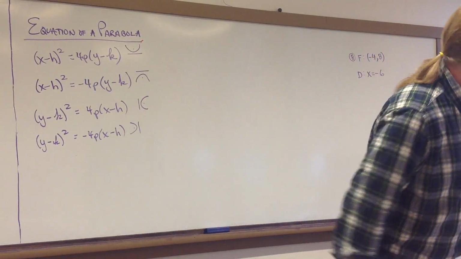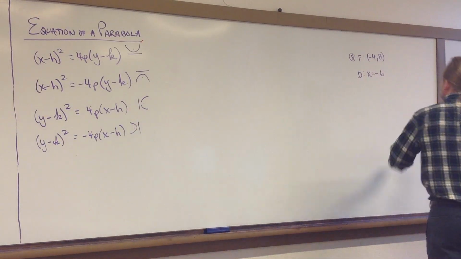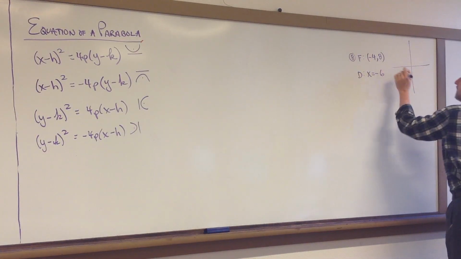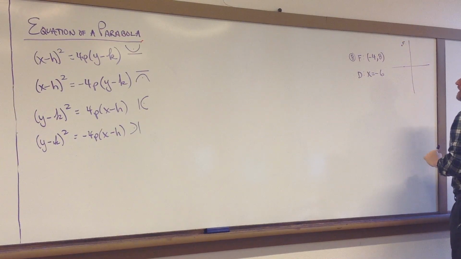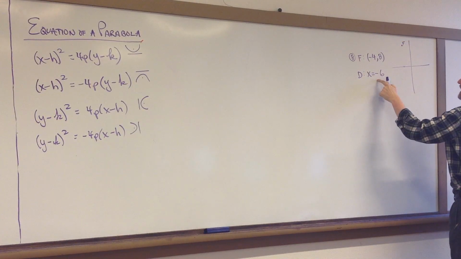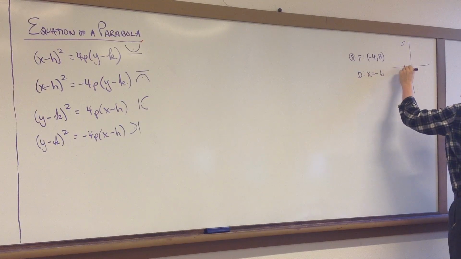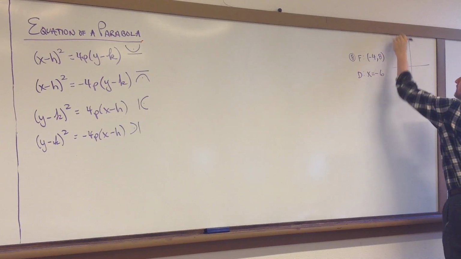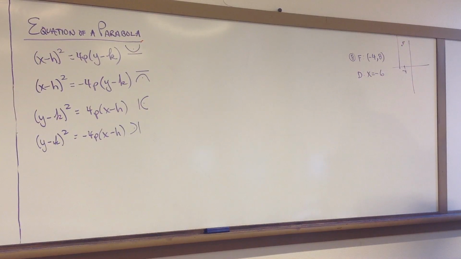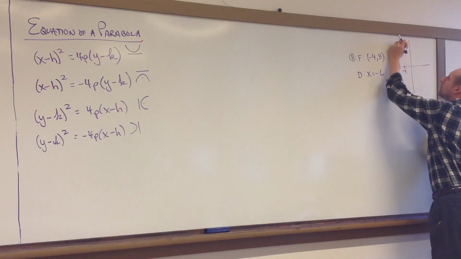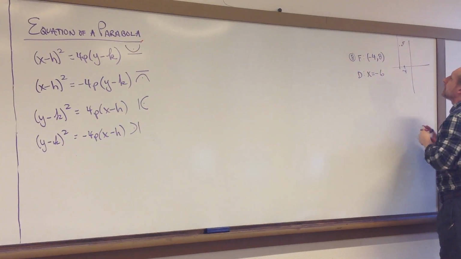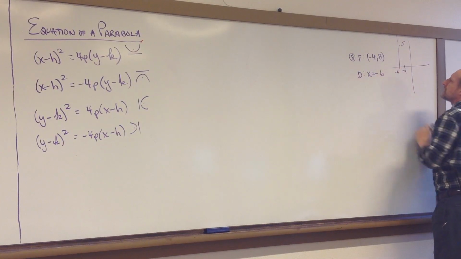Okay. So let's make a little sketch here so we can see what's happening. Negative 4, positive 8, that's our focus. And x equals negative 6 is going to be out here. Okay? So remember, the vertex is going to be halfway between them. So that's going to put our vertex right there, right? This is x equals negative 6.